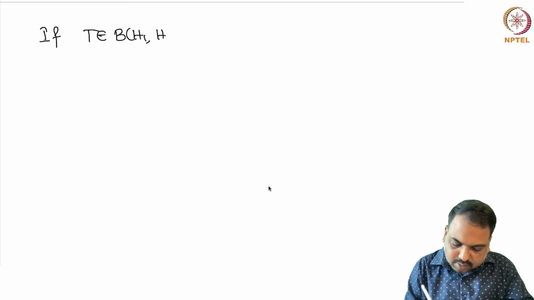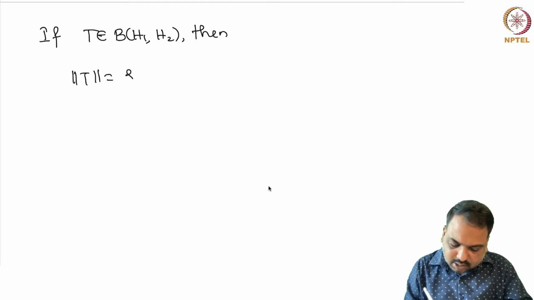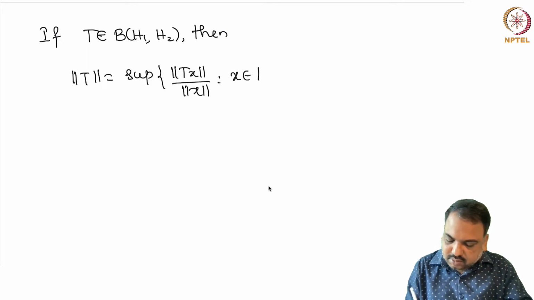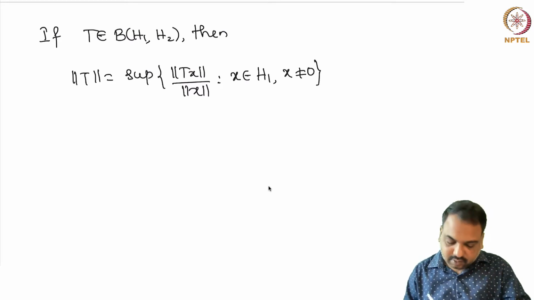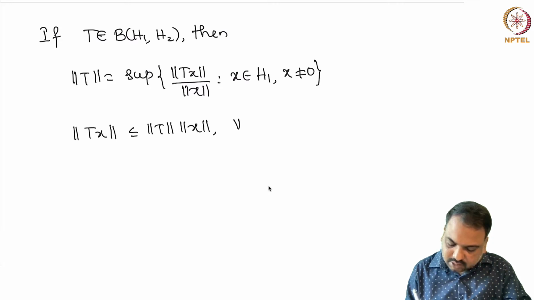So, if T is bounded, we have defined that the norm of T is the supremum of norm Tx by norm x, where x is in the Hilbert space H1 and x is non-zero. In fact, we can also say that norm of Tx is less than or equal to norm T times norm x for every x in H1.